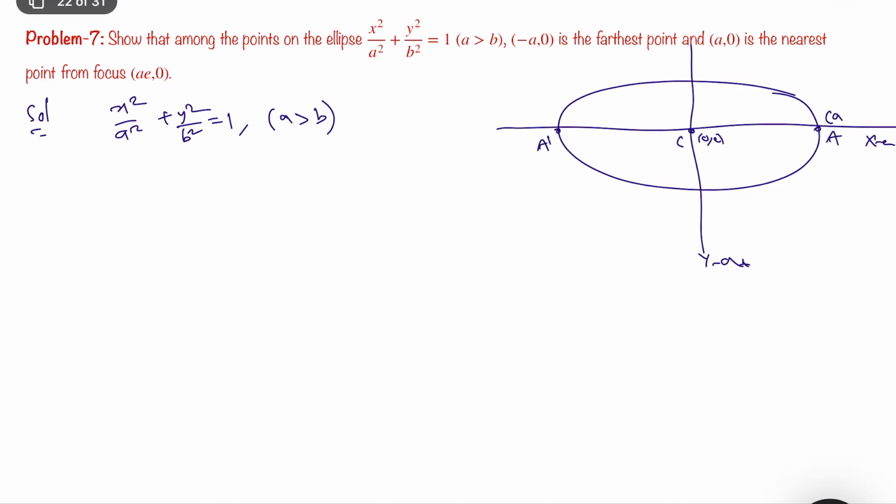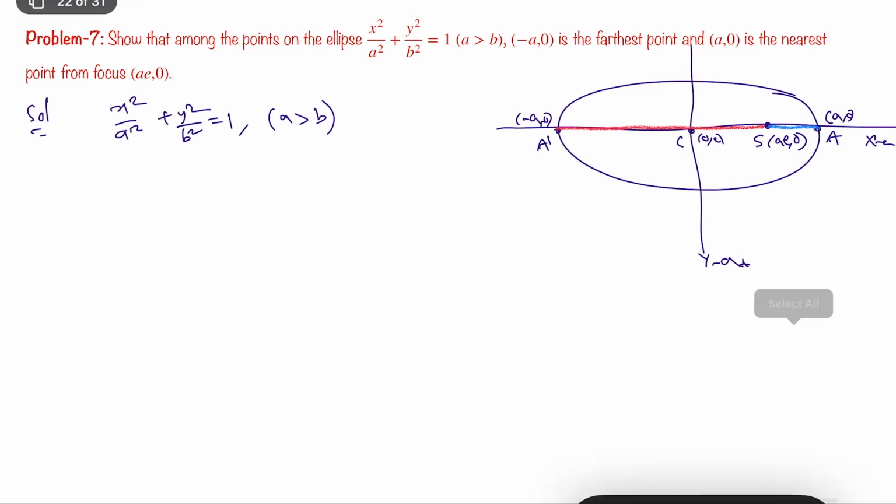A is what? A comma 0. A dash is minus A comma 0, okay. Fine. Here is the one focus, S, whose coordinates are AE comma 0. Okay. From this figure, it is pretty clear that A is the nearest point to the focus on the ellipse and A dash is the farthest point to this focus.